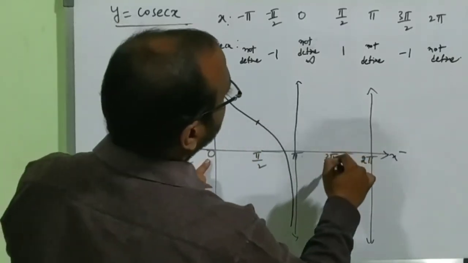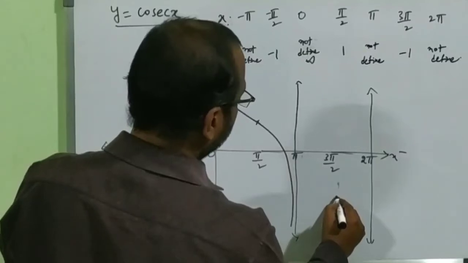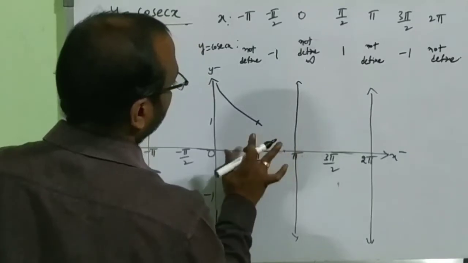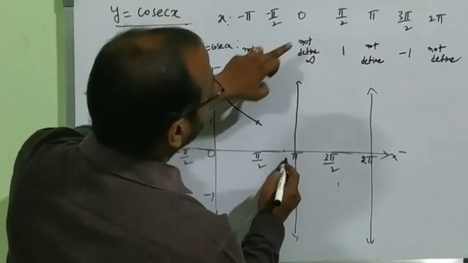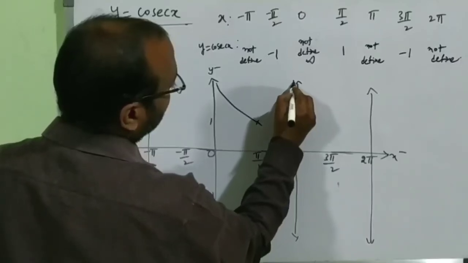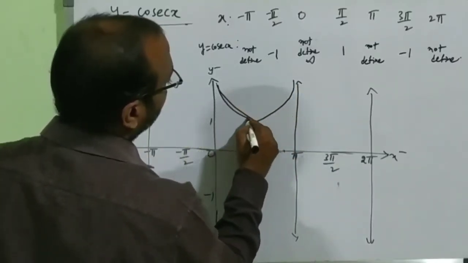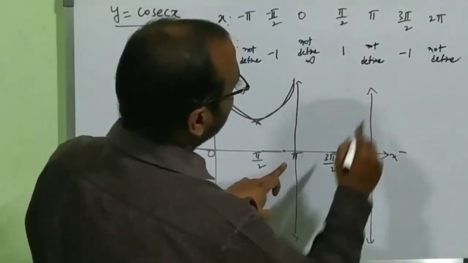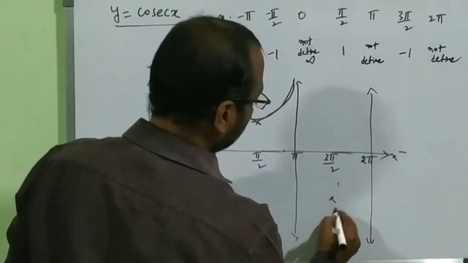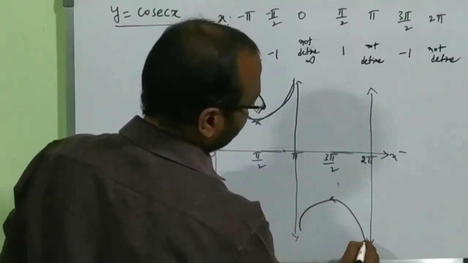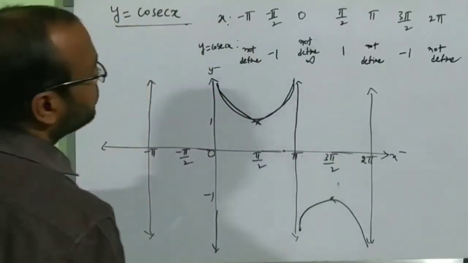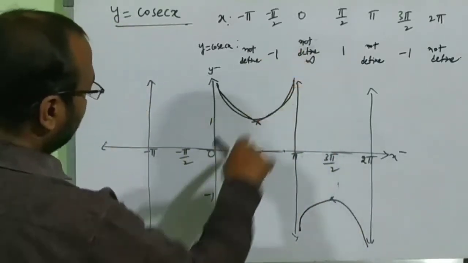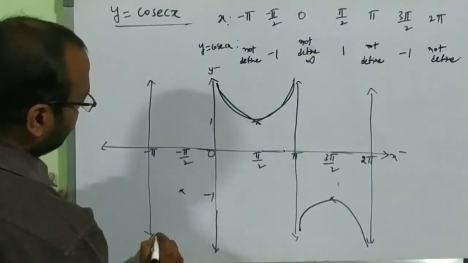Next, cosec 3 pi by 2 is minus 1. Cosec pi is not defined, right? This is positive value only. Next, cosec pi is not defined and 3 pi by 2 value is minus 1. So the graph will be like this. Next, 2 pi value is not defined, right? Cosec minus pi by 2 is minus 1. So the graph is like this here.